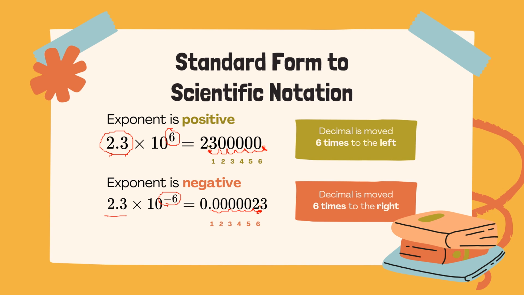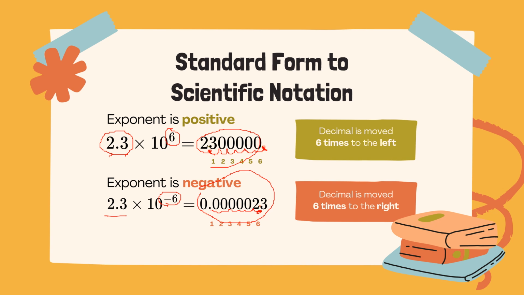But I don't want you guys to get confused with right and left when you're going from standard form to scientific notation. So the real easy way to remember whether you make your exponent positive or negative is look at your starting number. If your starting number is less than 1, your exponent is negative. If your starting number in standard form is greater than 1, it's going to be a positive exponent.